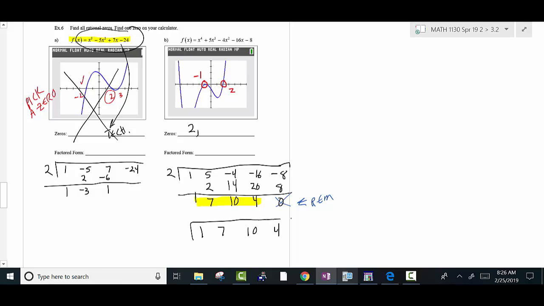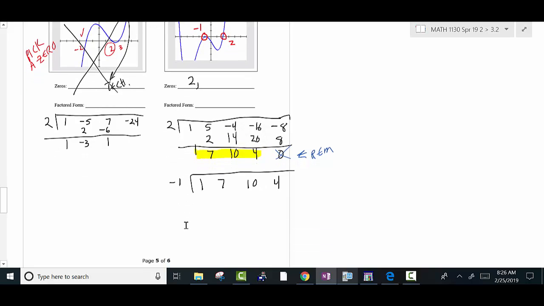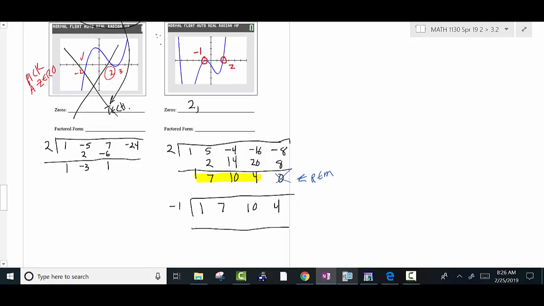Now what is another 0? What I see in the graphing calculator is -1. It doesn't matter what order you put this in, by the way. You'll still get the same final answer anyway. So we're going to go ahead and do synthetic division there. It looks like the remainder should be 0 based on the graph.